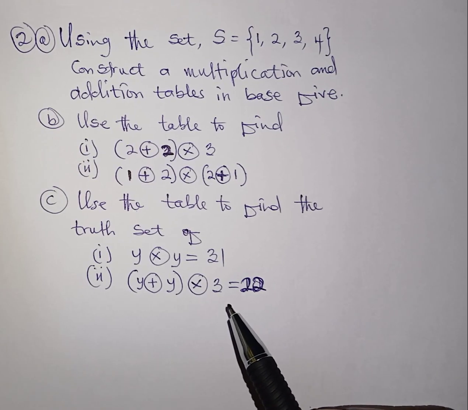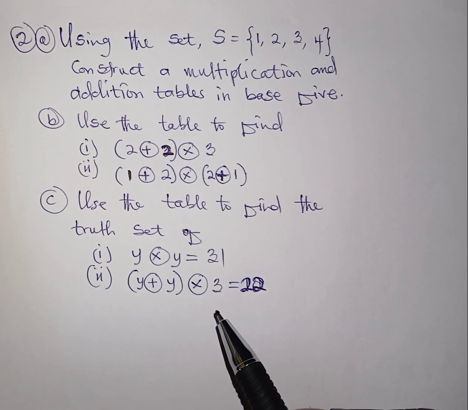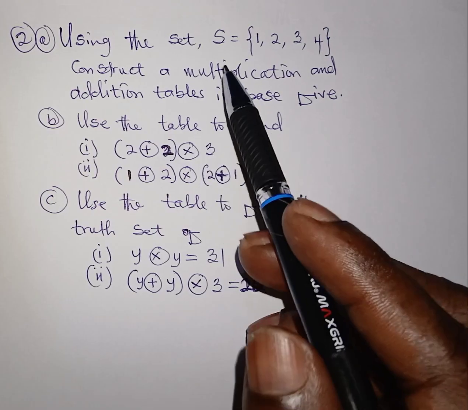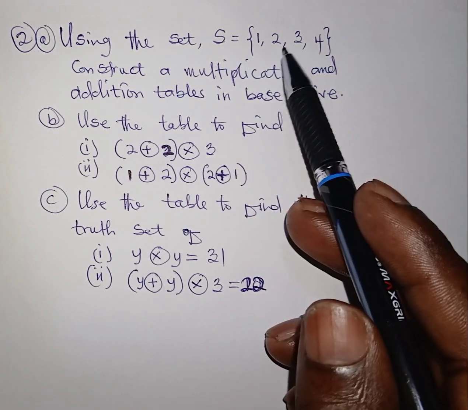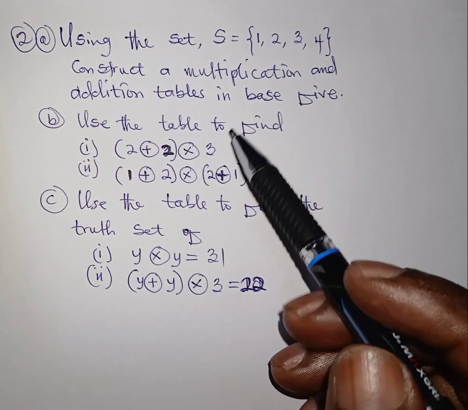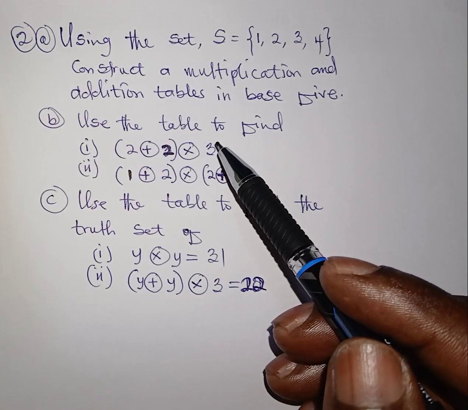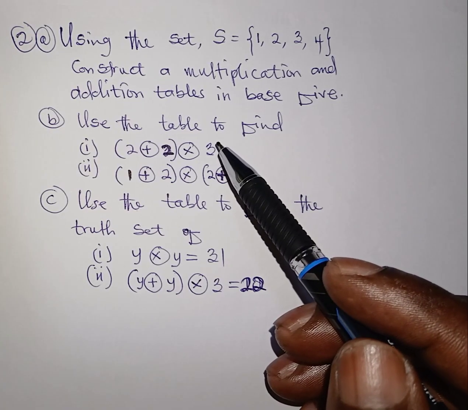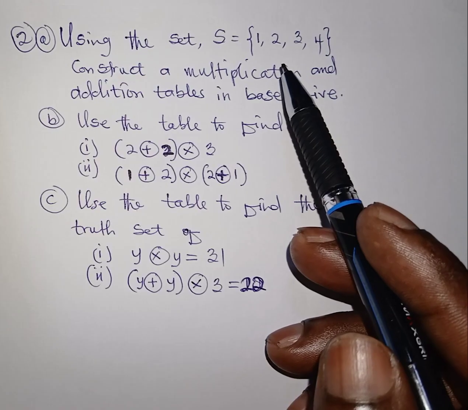All right, so let's look at example 2. For example 2, we are given the set already. That is 1, 2, 3, and 4. So as I said, when the set is given to you in the question, you don't have to generate another set. You use what is given to you in the question.